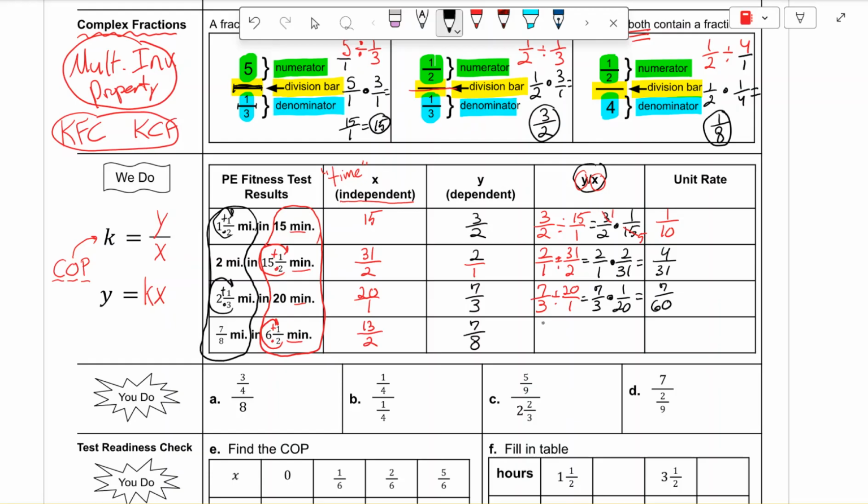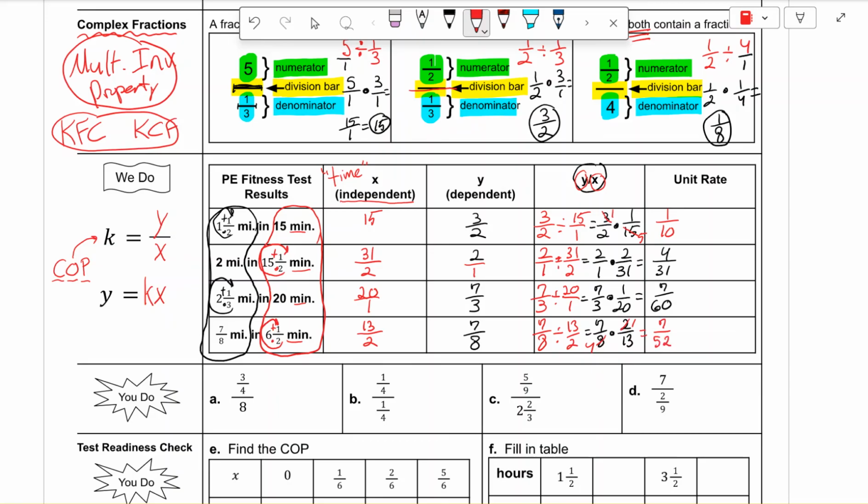And our last one, 7/8, divided by 13 halves. So that's 7/8 times 2 over 13. And look at that, we have an opportunity to cross reduce the 2 and the 8. Now 2 goes into both, 2 goes into 2 once, and 2 goes into 8 4 times. Now we'll multiply. 7 times 1 is 7, and 4 times 13 is 52.